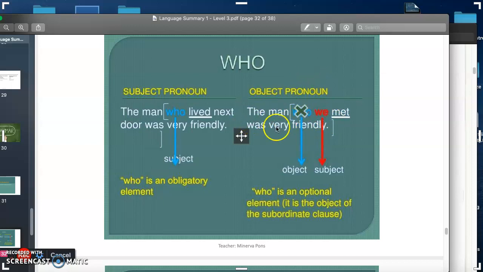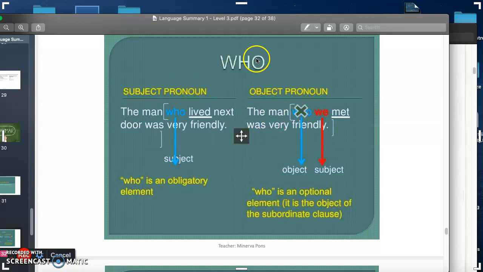and then the object is the man because he is the one receiving the action, to the contrary to what we have in here, because in here we see that the man who lived next door is the one we are talking about, and he is just doing the action. He is the principal person of the sentence. Then for the object, he is the one that is receiving the action, the man who we met. So we met him. We are the subject, and who did we meet? The man. So he is the object.